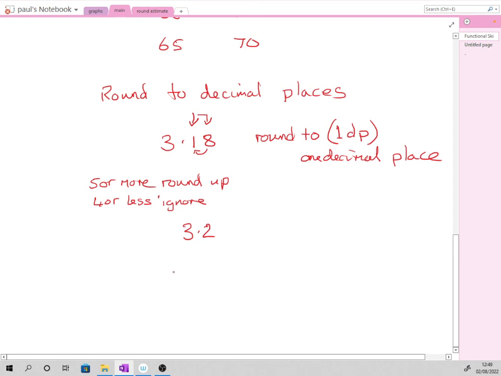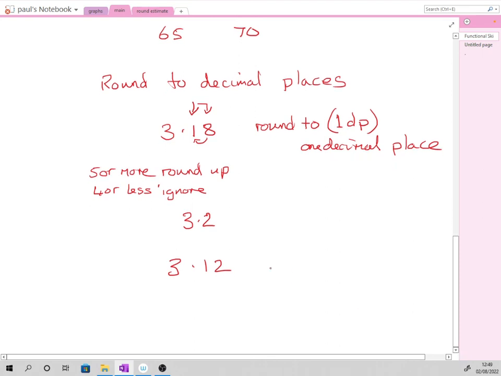So let's do that again with a different number, 3.12, yeah? So we're going to round this again to 1 decimal place. So there is our first decimal place, and this is the decider number. Now it's 4 or less, so we ignore it, we just lose it. So our answer is there, 3.1 to 1 decimal place.